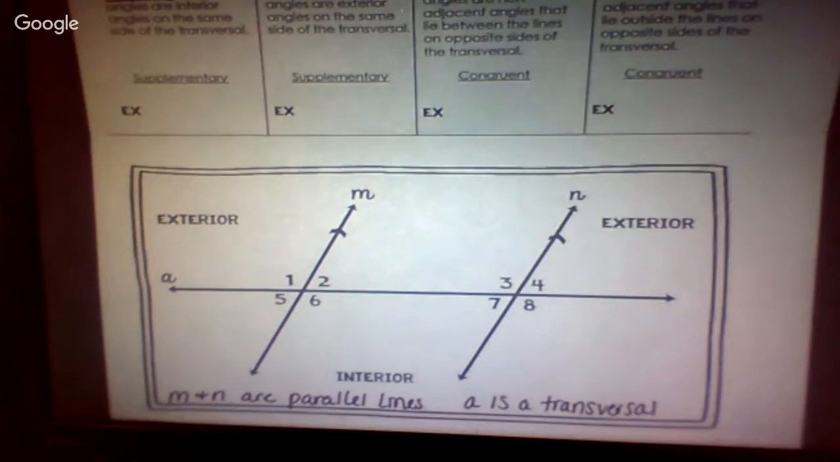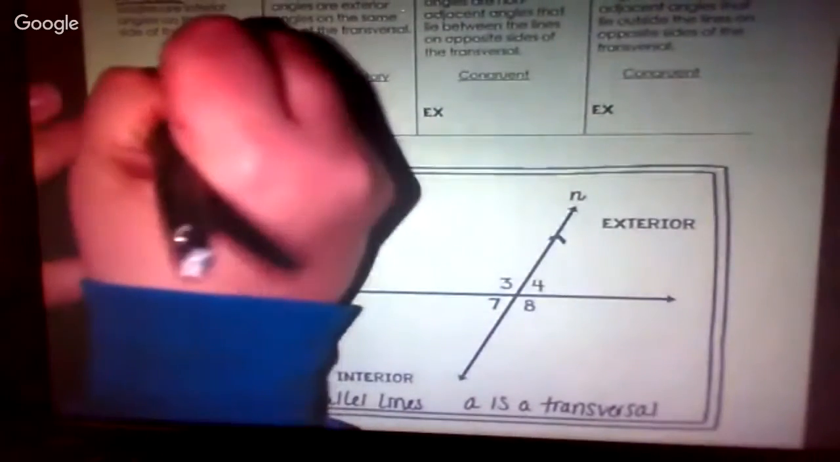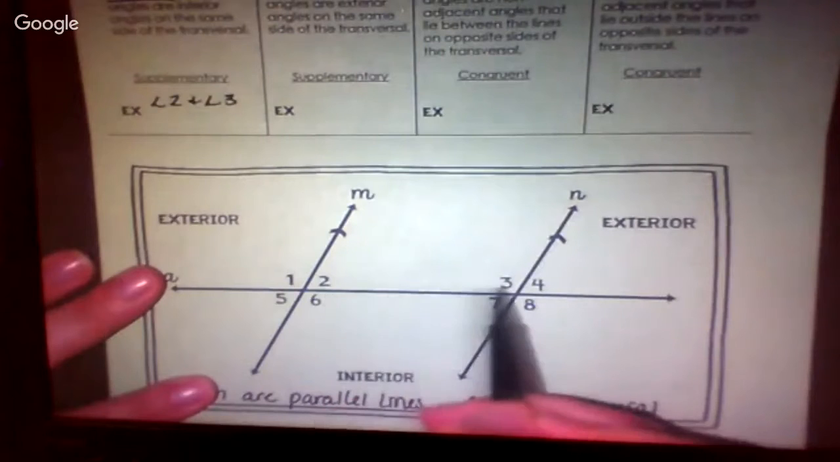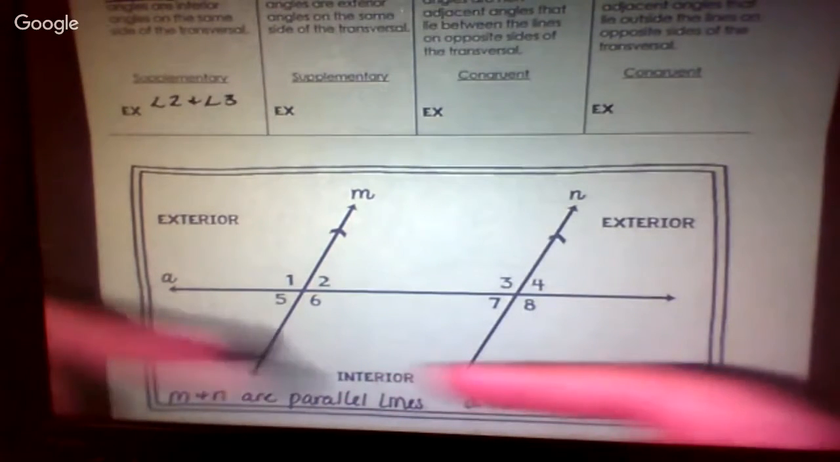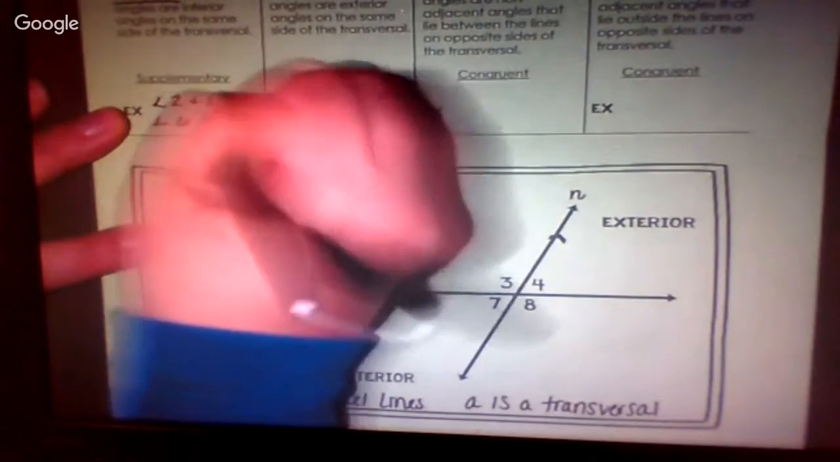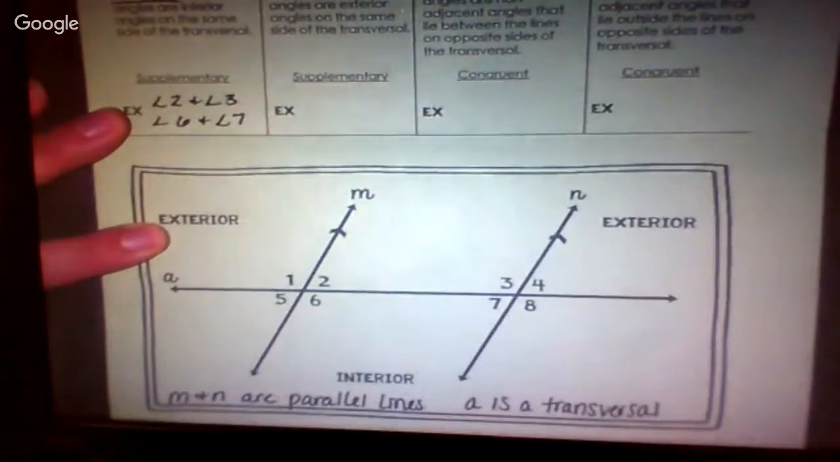So what angles are on the same side of the transversal inside of your parallel lines? 2 and 3. Angle 2 and angle 3. They're both on the top of the transversal inside your parallel lines. There is one more set of same side interior. 6 and 7. Okay, angle 6 and angle 7.